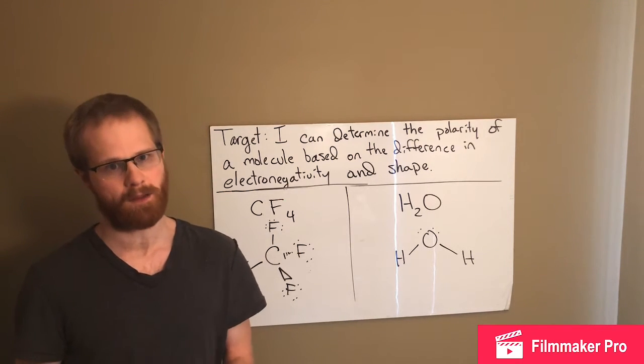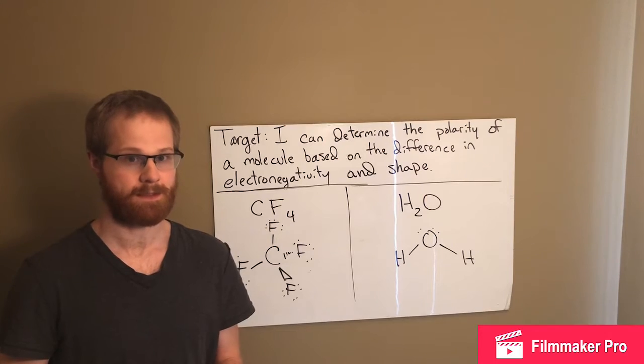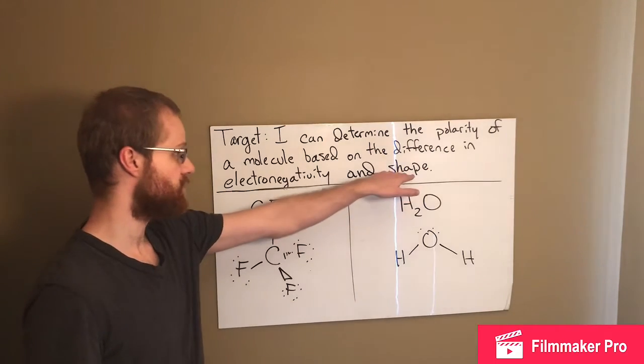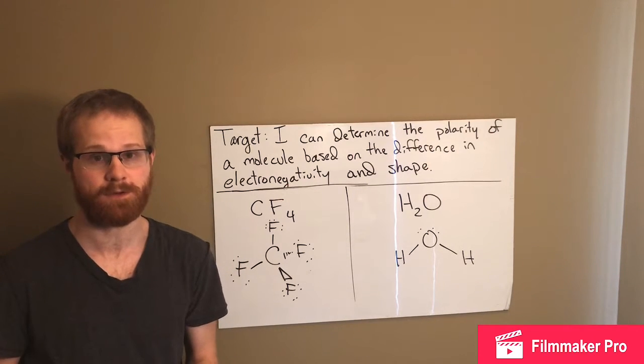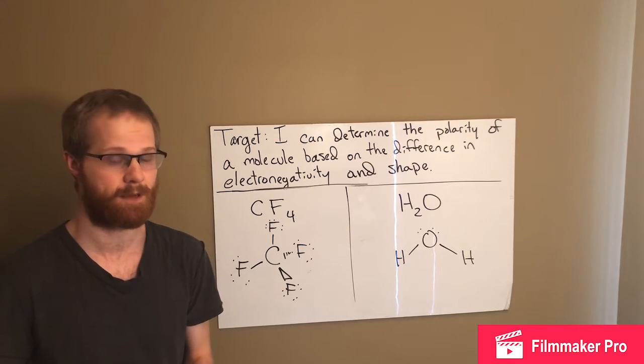But what if we have a molecule made of carbon and fluorine? Is it still polar? Does the shape influence the polarity of a substance? Well, the answer is yes, the polarity influences the shape.